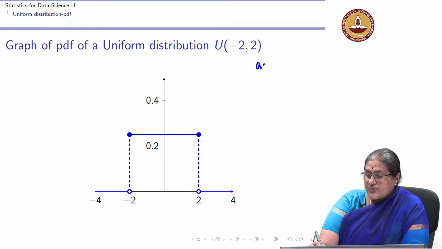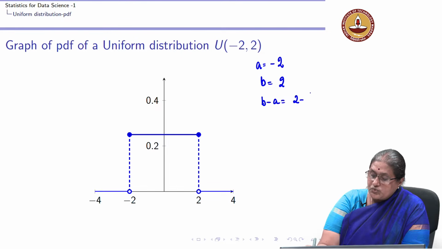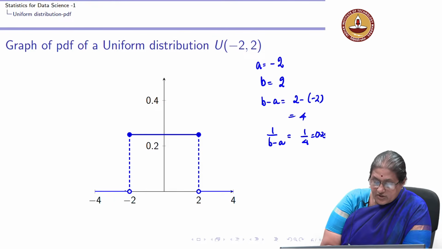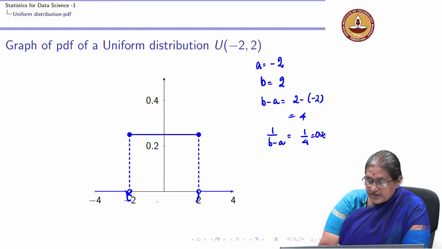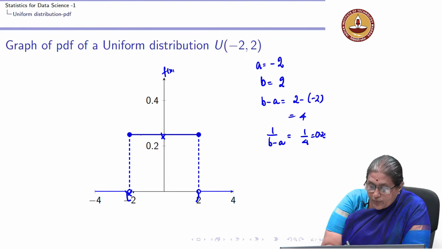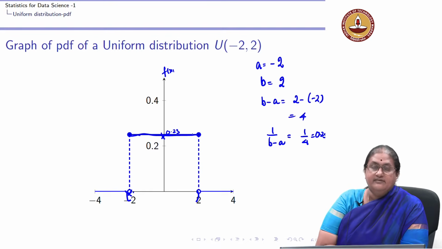Let us look at another case where a is minus 2 and b is 2. So, my b minus a is 2 minus of minus 2, which is 4, which gives 1 by b minus a as 1 by 4, which is 0.25. So, you can see in the interval minus 2 to 2, f of x is taking the value 0.25, and this is a constant in the interval.